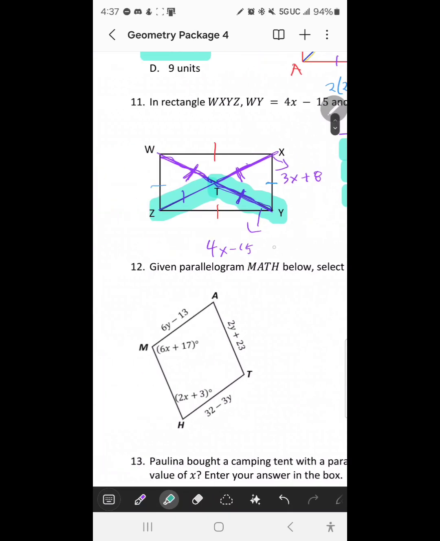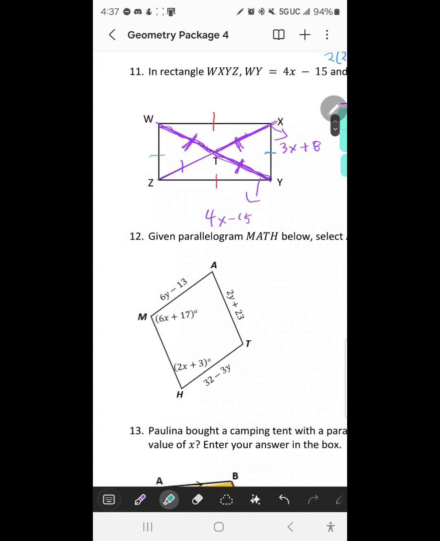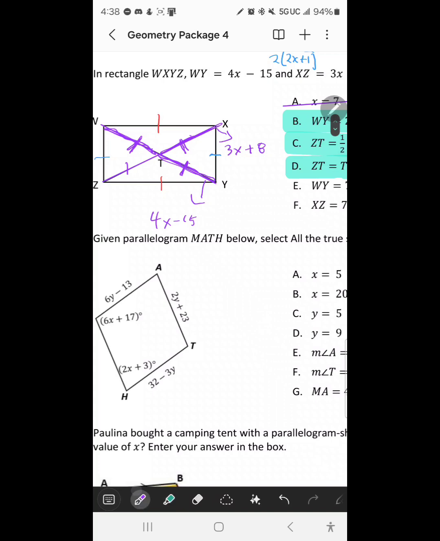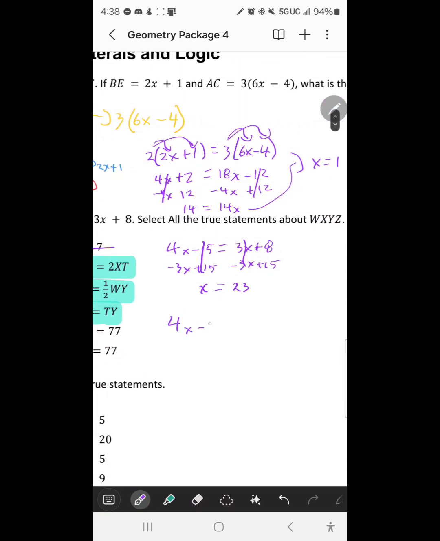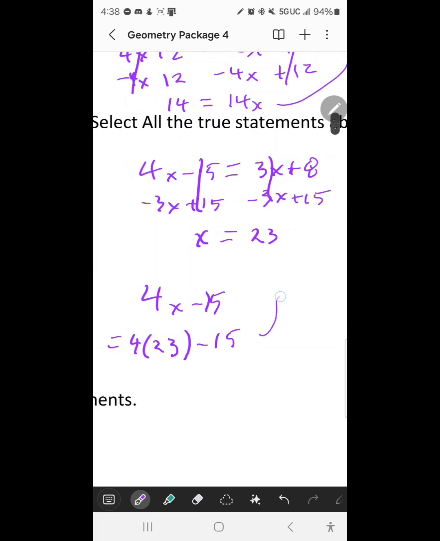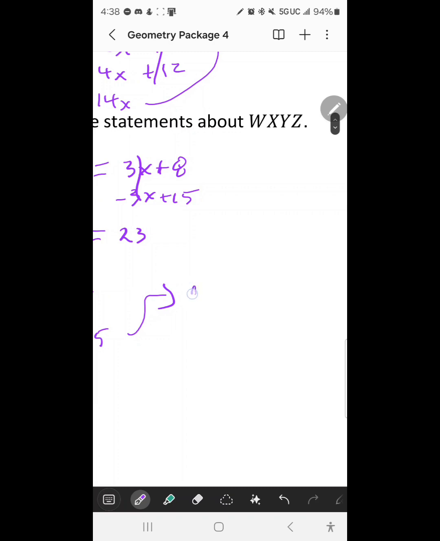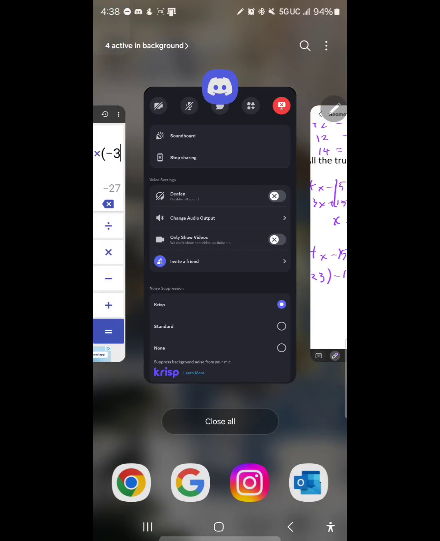And now they're asking about actual values. WY equals 77. So let's see. We know that WY is 4x minus 15. Now x equal 23, so this equals 4 times 23 minus 15. 4 times 23 is 92, so this equals 92 minus 15. Remember, you have access to your calculator, so sorry about this.